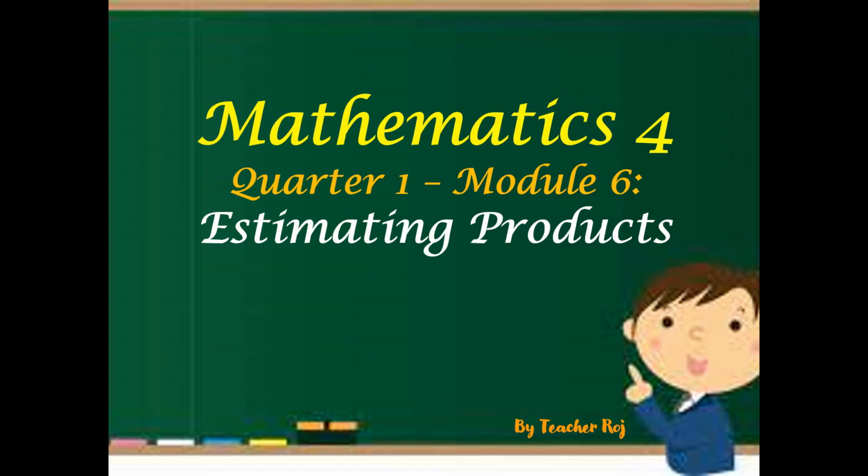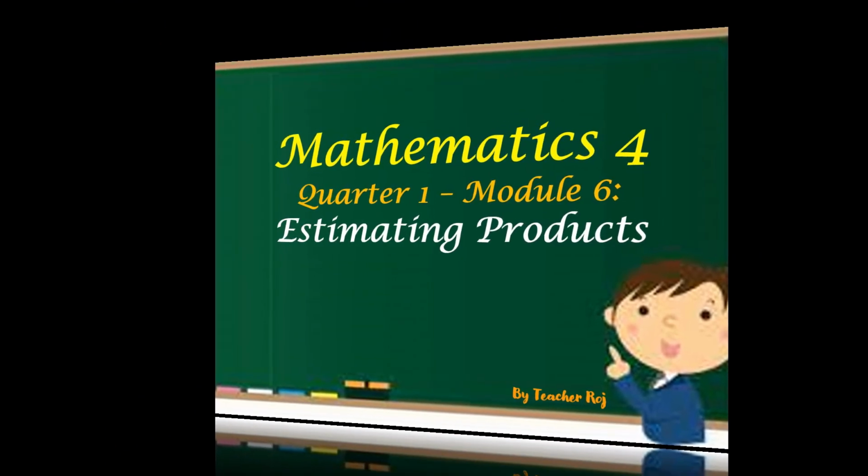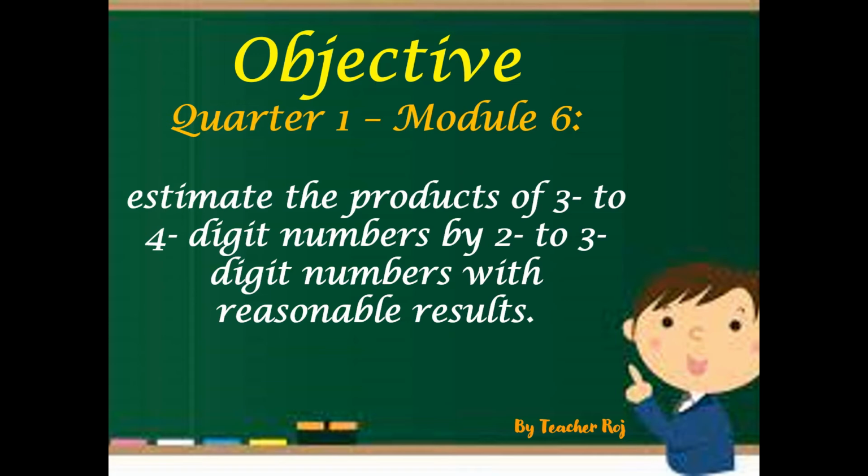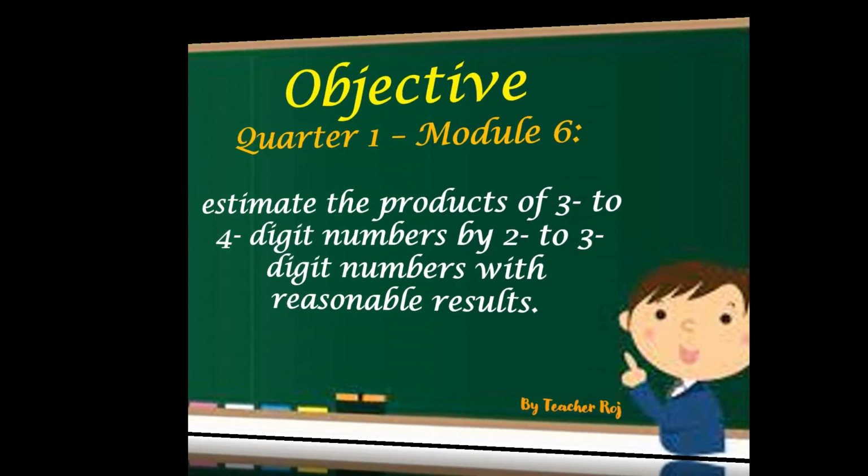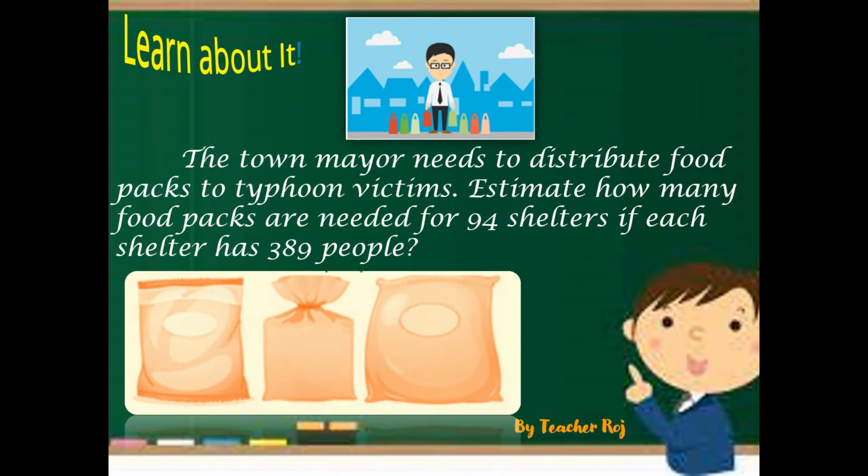Okay, let's proceed. Now, the objective of this module is to estimate the products of 3 to 4 digit numbers by 2 to 3 digit numbers with reasonable results. Let's go! Example: the town mayor needs to distribute food packs to typhoon victims. Estimate how many food packs are needed for 94 shelters if each shelter has 389 people.